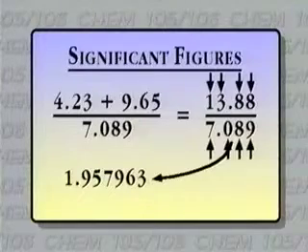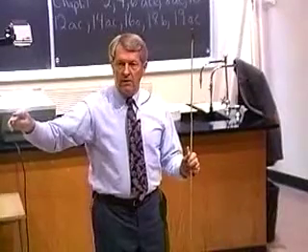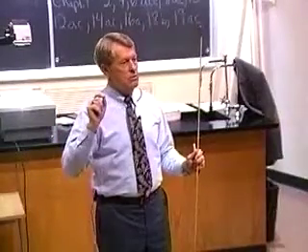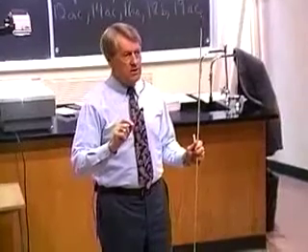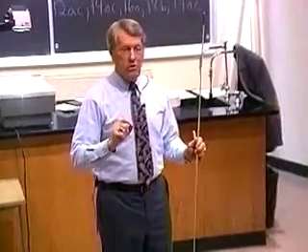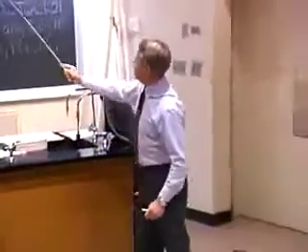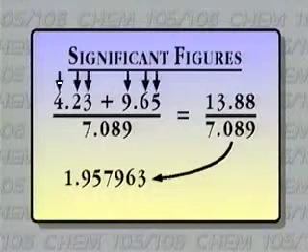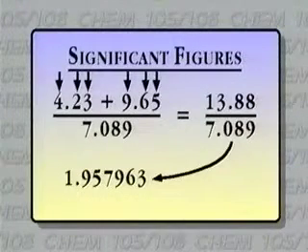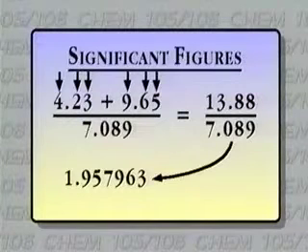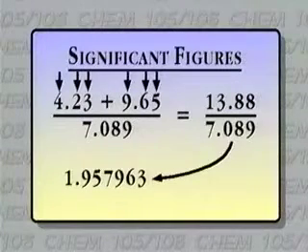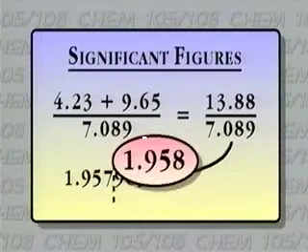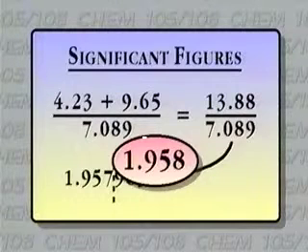Remember, you take each step individually. The 13.88 is correct using the rules for addition. And that's the number then that we're dividing. So even though we started out with two numbers back up here that had 3 significant figures in them, the two numbers we were adding, our final answer can have 4 because of the rules. So we would go over 4. And our final answer would be 1.958, which would be the correct number.